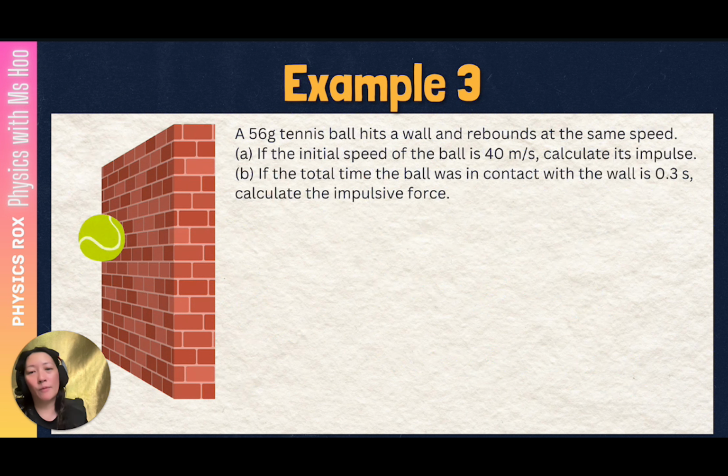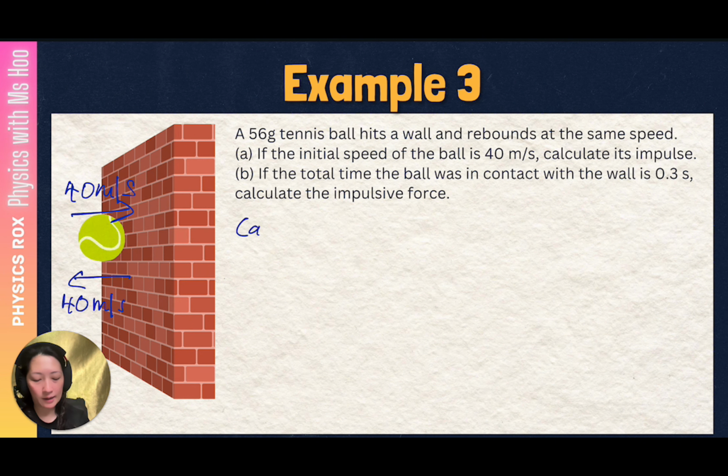Let's take a look at one more example. A 56-gram tennis ball hits a wall and rebounds at the same speed. So if the initial speed in which it makes contact is 40 meters per second, calculate its impulse. Now it rebounds at the same speed, which means that the final velocity is also 40 meters per second.